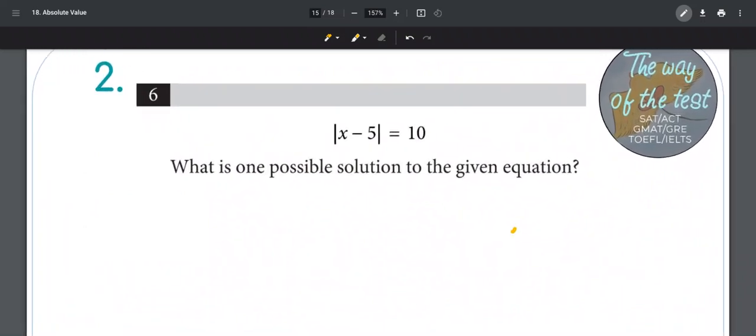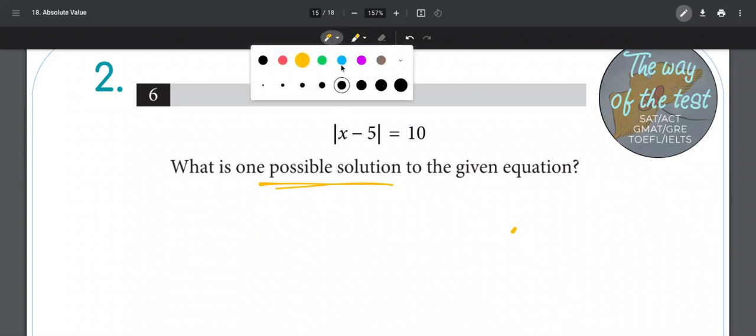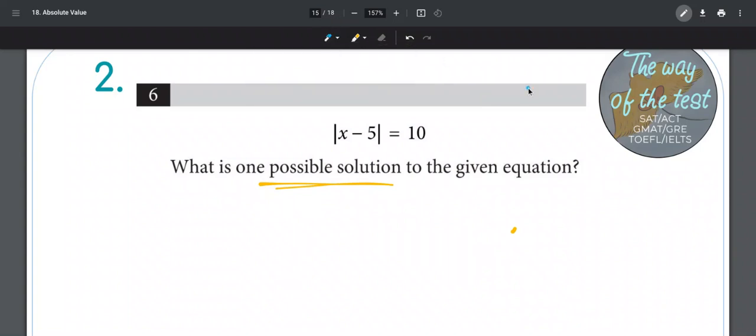Pause the video right now, solve this question, and we're going to check. Now, in this case, unlike the previous question, this is asking us for one possible solution. This is not asking us for the positive or the negative solution, which means we have to find the solutions. But since this is a grid-in question, which means we have to provide the answer, all we have to do is find one solution, which means you can choose the positive or choose the negative. Both will be right. I'm going to do both.